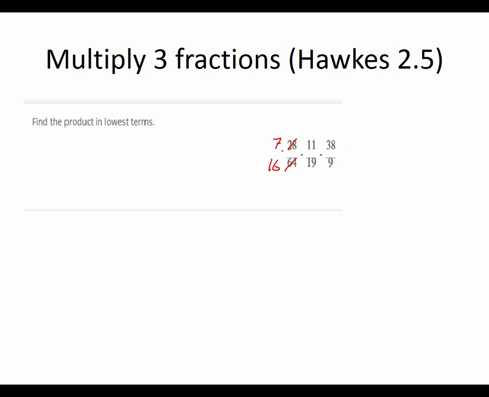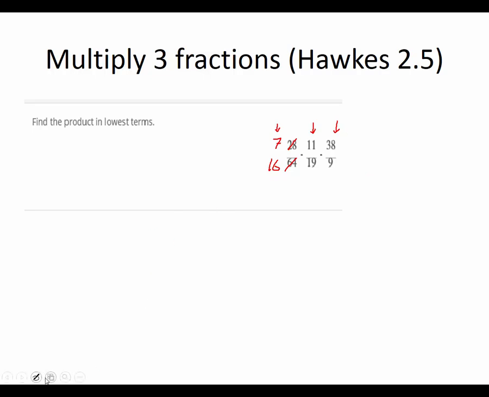So next up, I am looking at what factors I have left. On the top, I've got a 7, an 11, and a 38. Well, 7 and 11 are both prime numbers, so I can try to say, hey, can any of those be divided into anything in the denominator? Doesn't look like it. 7 doesn't go into 16, 19, or 9. 11 doesn't go into 16, 19, or 9, not evenly. So I'm going to look at that 38 again.